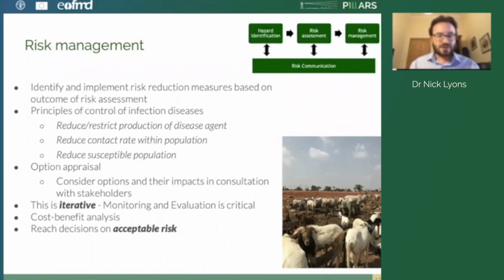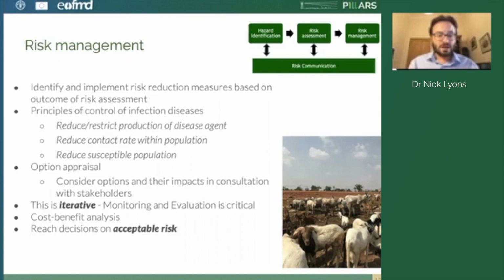So once you've done that, you then need to consider, well, if there is a risk, then how do you manage that risk? And that's what you do under risk management. So you identify and implement risk reduction measures based on the outcome of the risk assessment. And you use the principles of control of infectious disease to do that. So reduce or restrict virus production or the production of a disease agent, which might be through culling or vaccination, for example. Then there's reducing contact rates within the population.